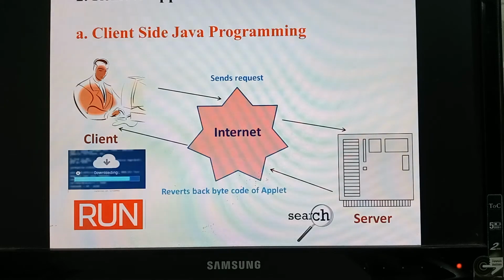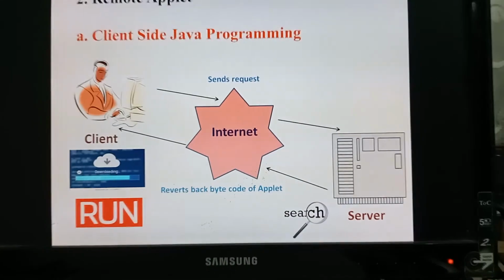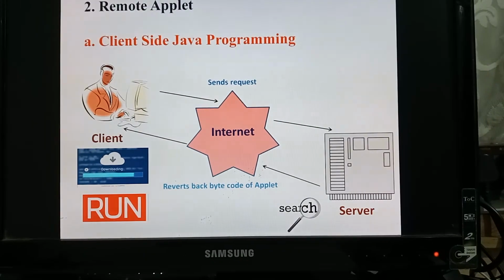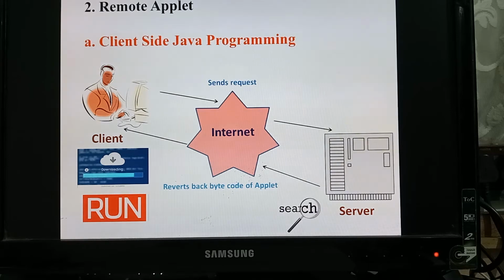Let's see. In remote applet, first option is whenever a client sends a request to the server, server will search for that particular applet and the bytecode of that applet will be sent back to the client, and then that bytecode will be downloaded on the client machine, and then that applet will be executed on the client machine. This type of programming is known as client-side Java programming.